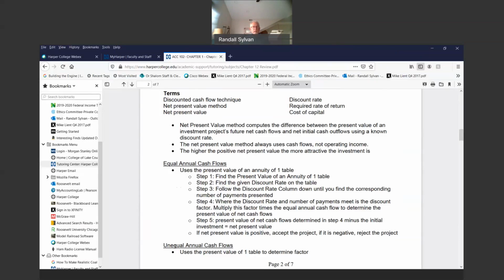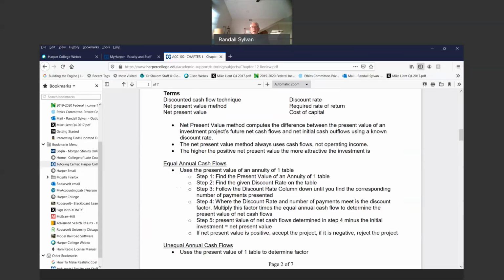You can go down these two formulas here. If you have equal annual cash flows, you're using the present value of an annuity because it's the same cash flow every year. You look up the discount rate, the interest rate that you were given, on the table, you go down to the number of payments you're expecting, and you get a factor. You take that factor times the annual cash flows to give you the present value of the net cash flows. Then you compare that to what your investment was, and that gives you the net present value. That's right here. So if that's positive, you would accept the project potentially. If it's negative, you would reject the project.